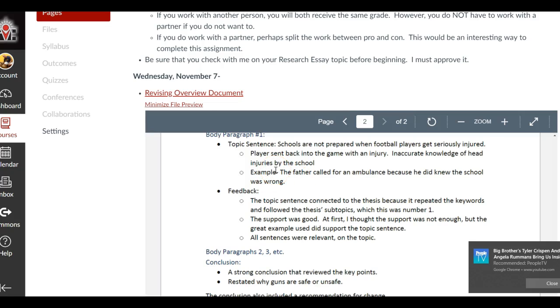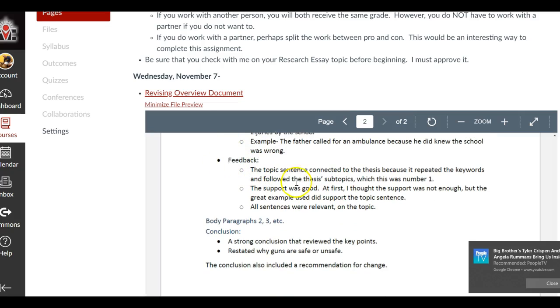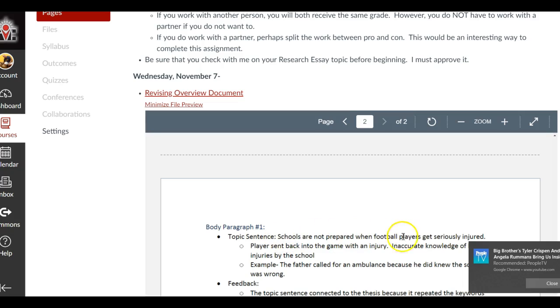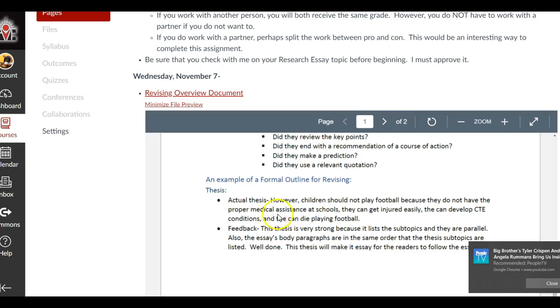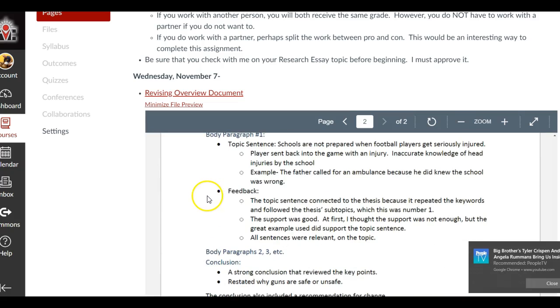If they have it, they should. And then give the feedback. Okay, this topic sentence connected to the thesis because it repeated the key words. So if you look here, schools are not prepared when football players get seriously injured. That's the topic sentence. If you come back up here to the thesis, they can get injured easily. They don't have medical assistance at school. So some of the key words were, sorry about my dogs.